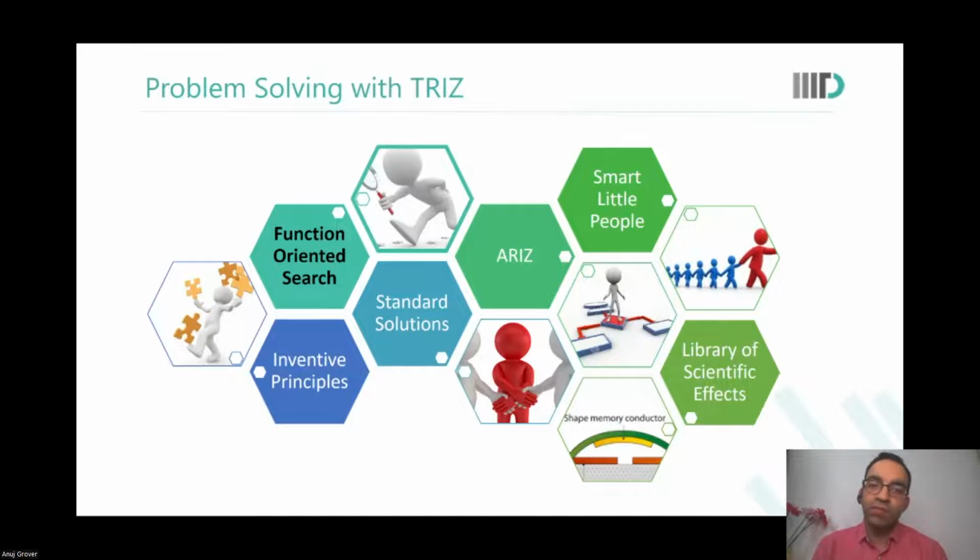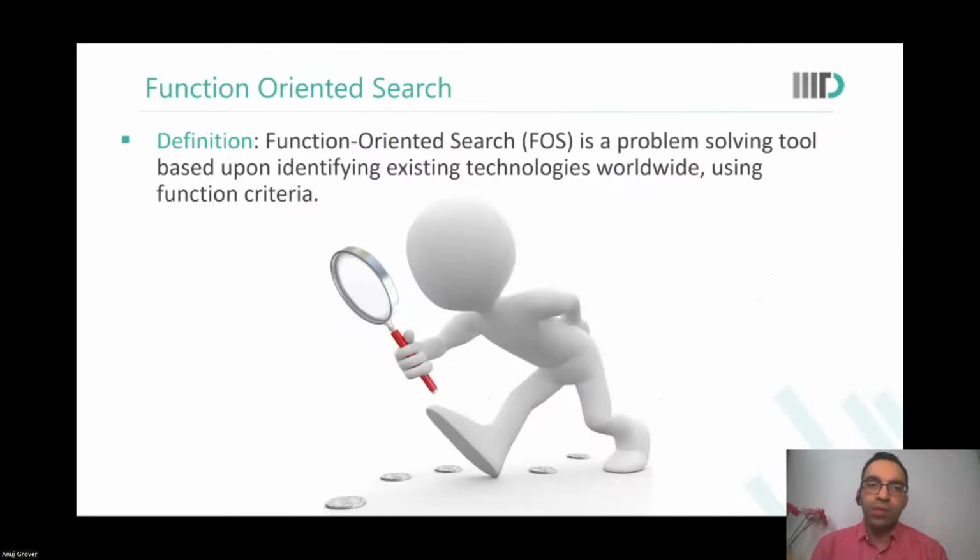Today we will start to look at function-oriented search. So function-oriented search is essentially a problem-solving tool based on identifying existing technologies worldwide using functional criteria. So until you have made a function model of your product, how will you do function-oriented search? Since none of you have confirmed that you have made the function model of your system or the product, we will not have a practice session today. I will just give you the theory and we may close the class after that.